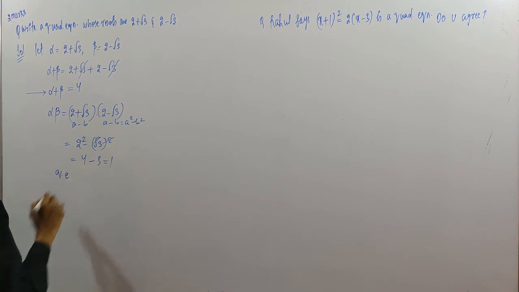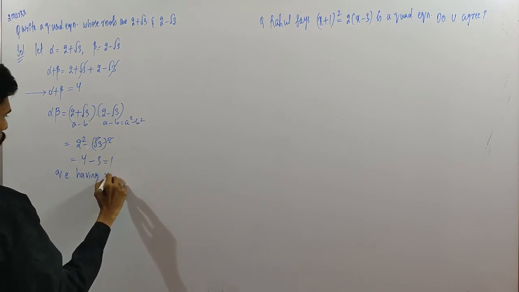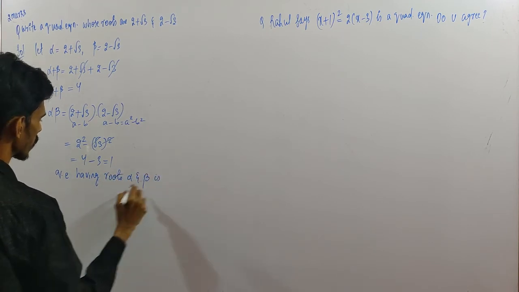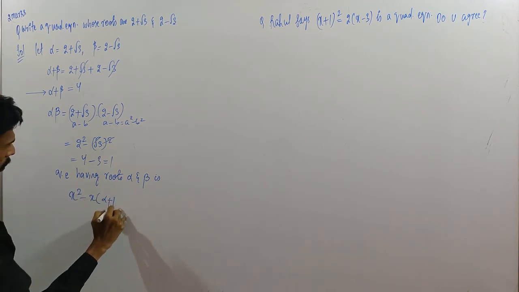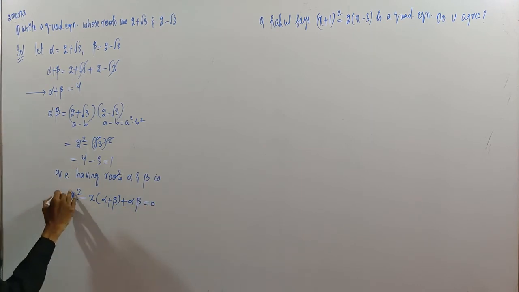The quadratic equation having roots alpha and beta is x square minus alpha plus beta into x plus alpha beta. This is the formula you should remember.